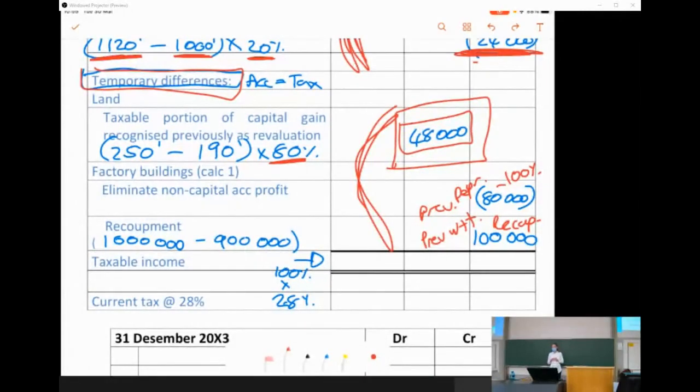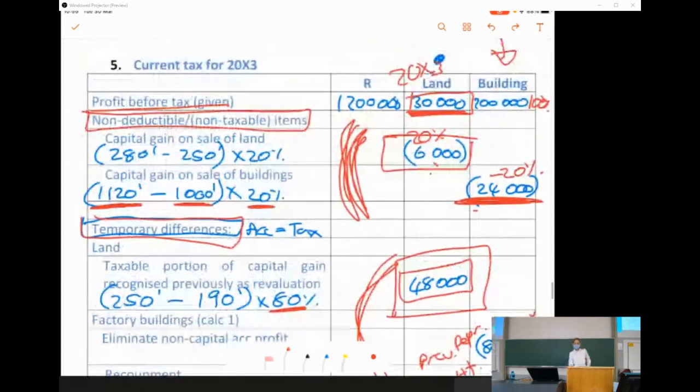Good. Why don't we include the 80% of taxable gains for the factory building? We are including it. Remember, included here we have our 100%, and then we are deducting 20%. So effectively, we are including 80%.